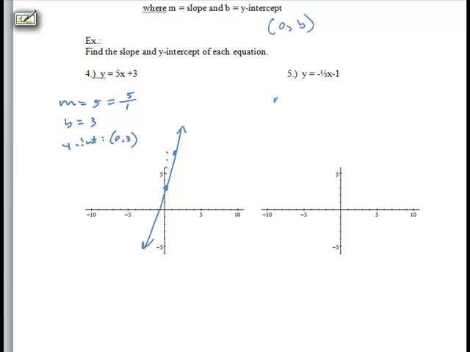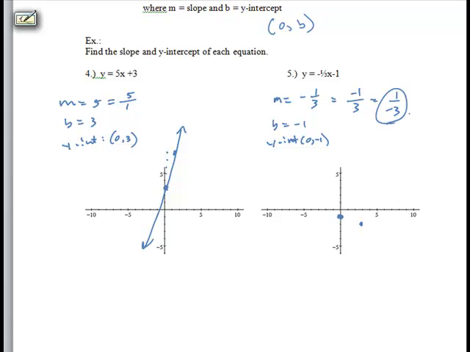Example 5, linear equation in slope-intercept form. The slope is negative 1/3. b is equal to negative 1, which makes the y-intercept the point (0, negative 1). So to graph that equation, the y-intercept is (0, negative 1). The slope is negative 1/3. We typically move that negative up to the numerator, but technically it doesn't matter. We could move it down to the denominator, as we'll see here in a minute. If we move it up to the numerator, negative 1 over 3 means our rise is a negative 1. We go down 1 unit. The run is a positive 3, so we go to the right 3 units.